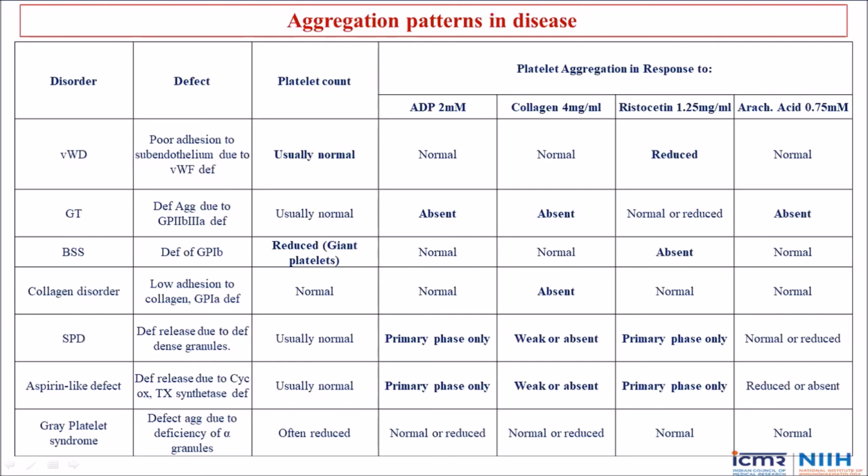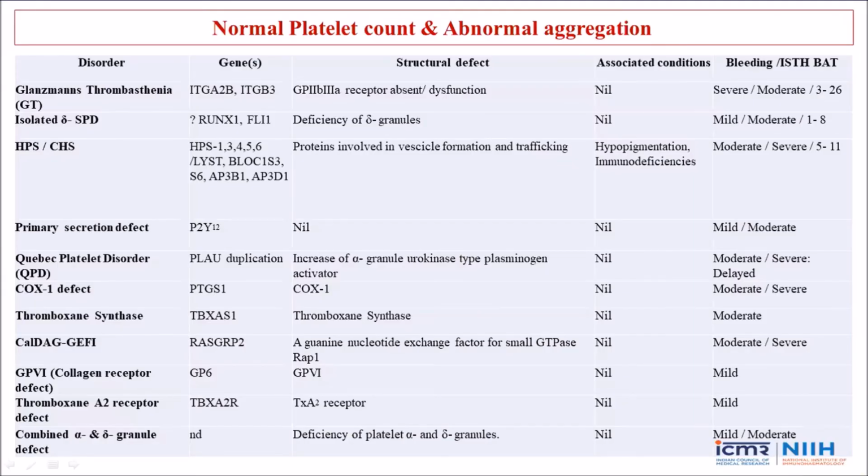Now again, this table gives a bird's eye view of the different disorders and the defects associated with the different platelet counts and the responses to different platelet agonists. Now, this table shows the disorders which can have normal platelet count and abnormal aggregation. These are the disorders that we saw, but this is just put in tabular form for a quick review.